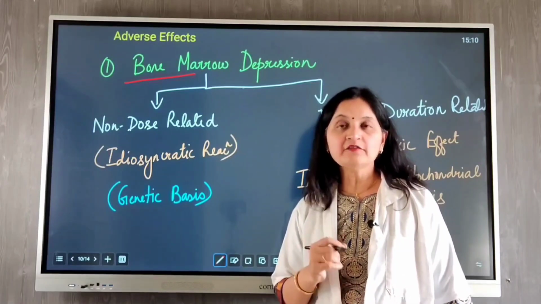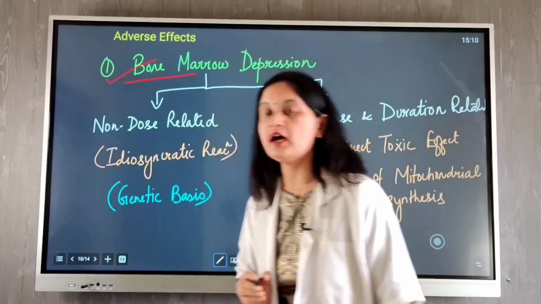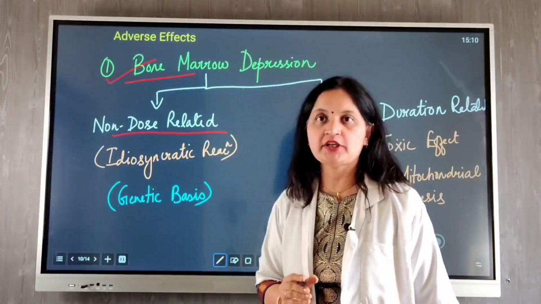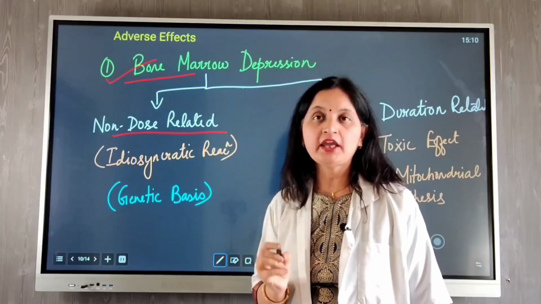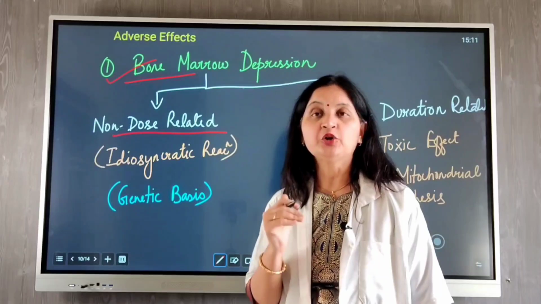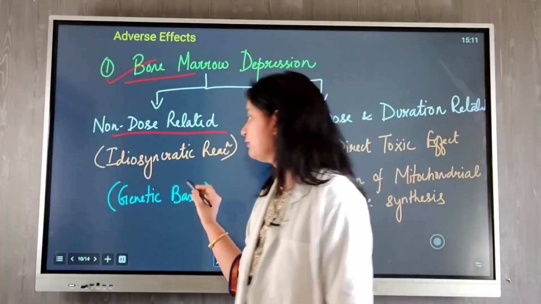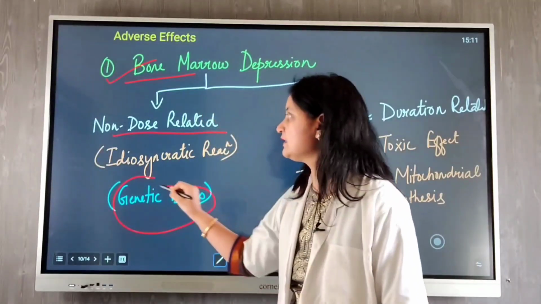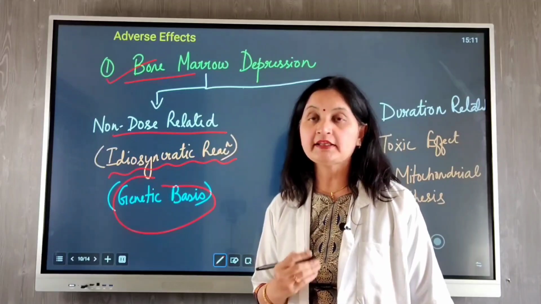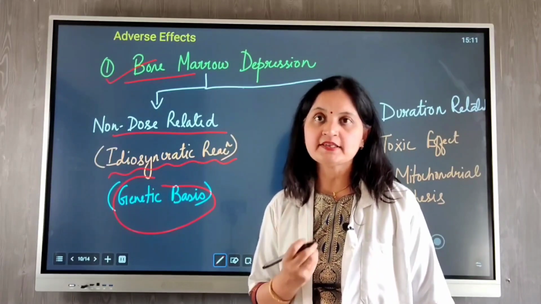Now speaking of the adverse effects of chloramphenicol, it can cause bone marrow depression, which can occur in two forms. The first is non-dose related bone marrow suppression, which can cause aplastic anemia, agranulocytosis and thrombocytopenia. This reaction can occur at normal therapeutic doses. It is an idiosyncratic reaction, so it is unpredictable and can be a serious, fatal reaction, and probably there is a genetic basis to it.